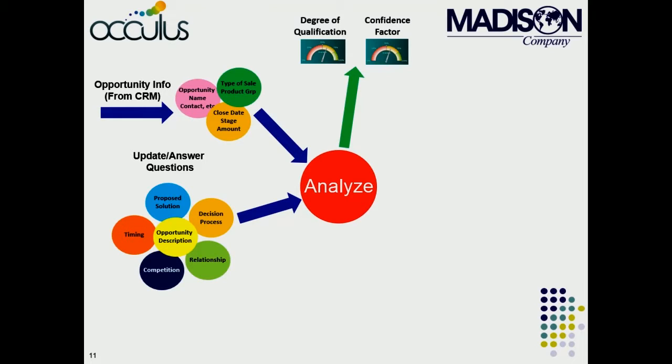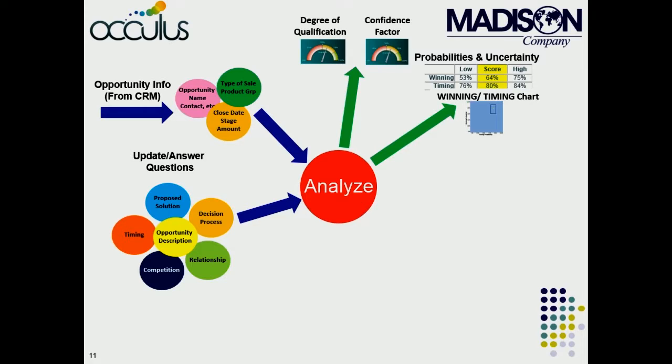The second part is the confidence factor. And the confidence factor is, do you win or not win the deal? And how confident are you in winning the deal if the decision maker made the decision today? So what you're really looking at in a top line view is, okay, what's the degree of qualification? And next, what the confidence factor is.